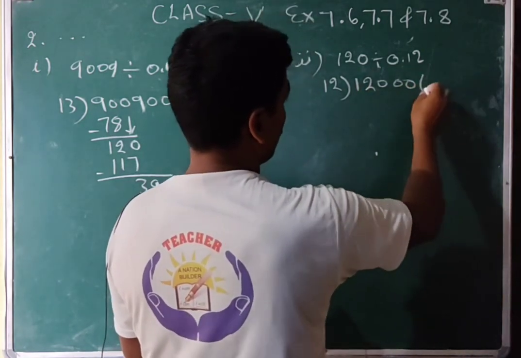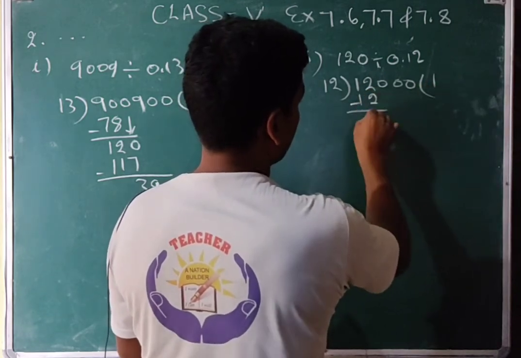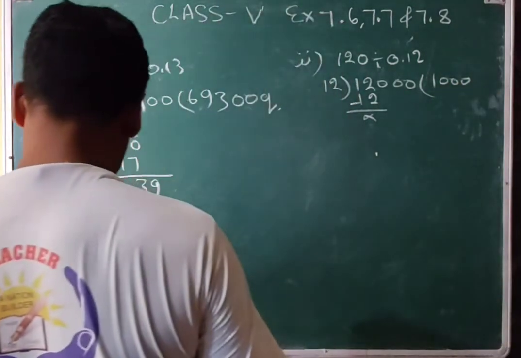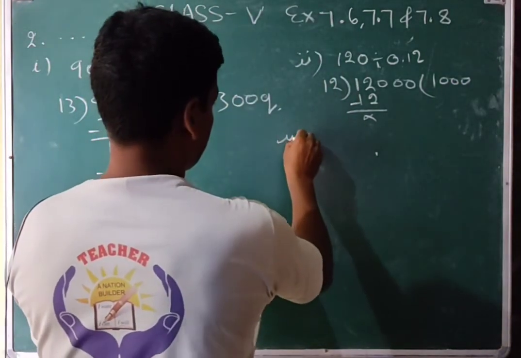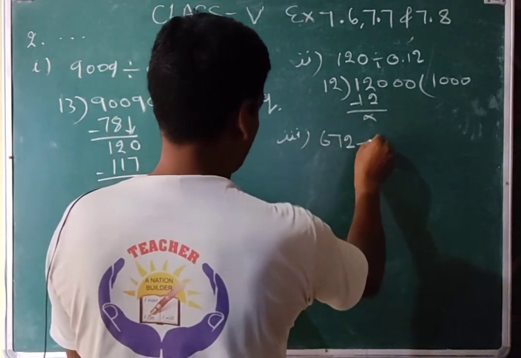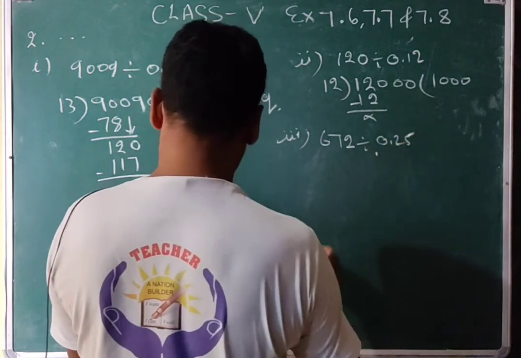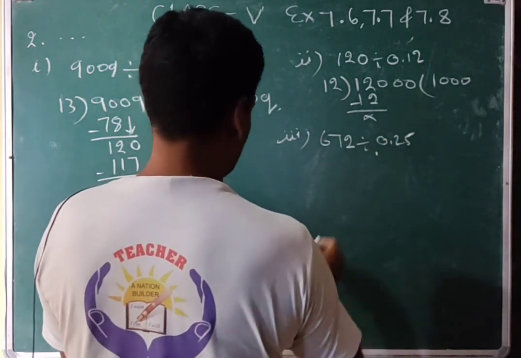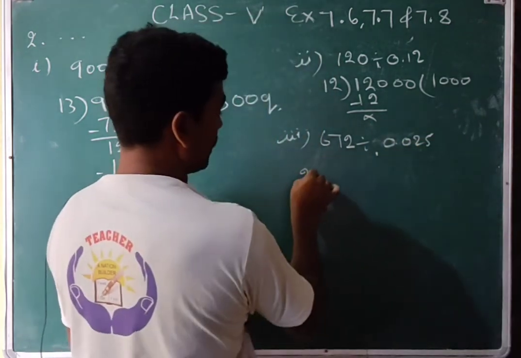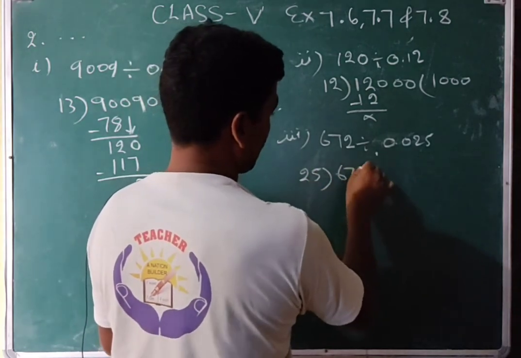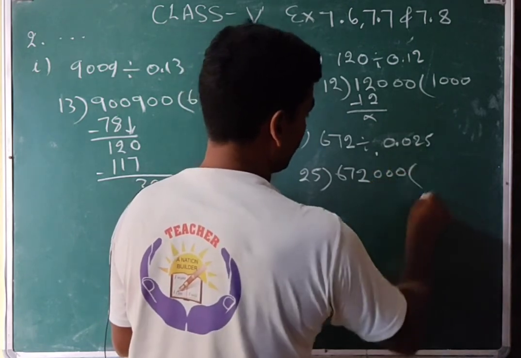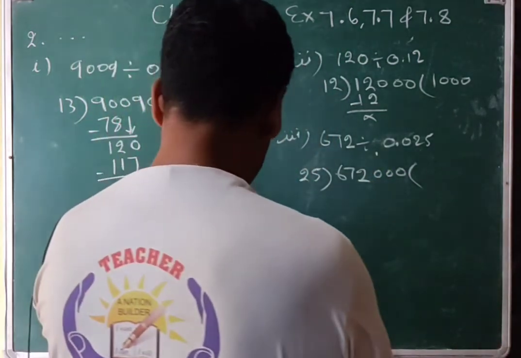So again we will write 12, and then 120, after the decimal 2 digits, so we will put 2 zeros here. So 12 1 ja 12, that's 3 zeros are left, so we will put 3 zeros here. And then third part, 672 divided by 0.025. So we will divide by 25. In 672, after the decimal we are looking 1, 2, 3 digits, so we will put 3 zeros.